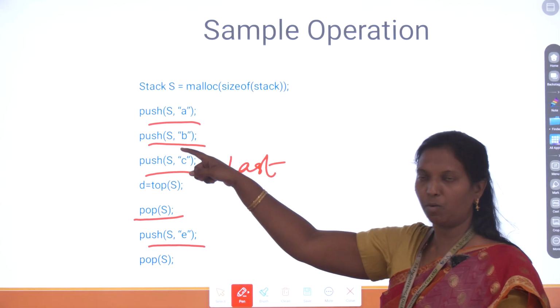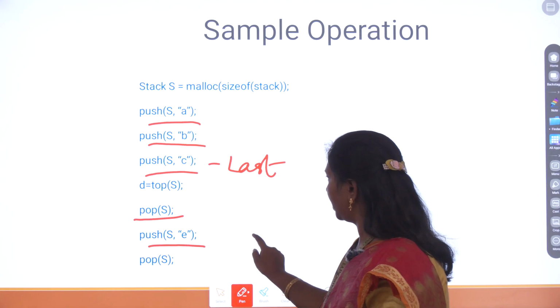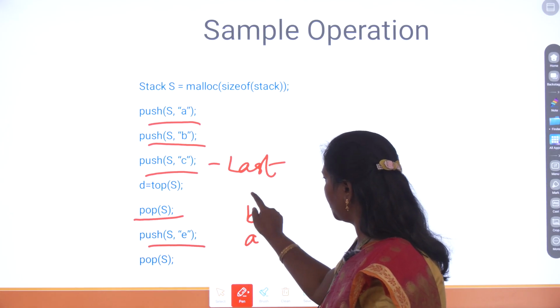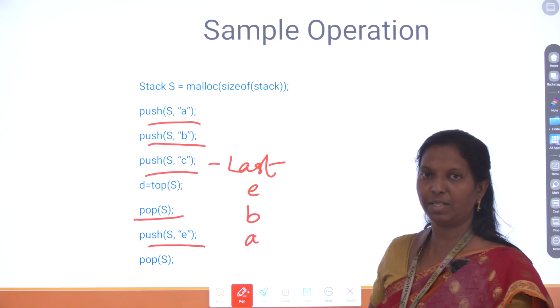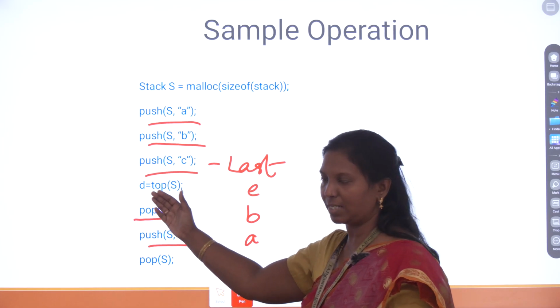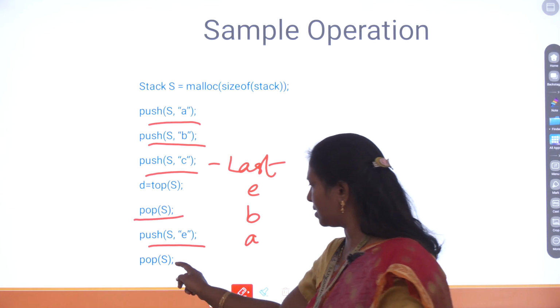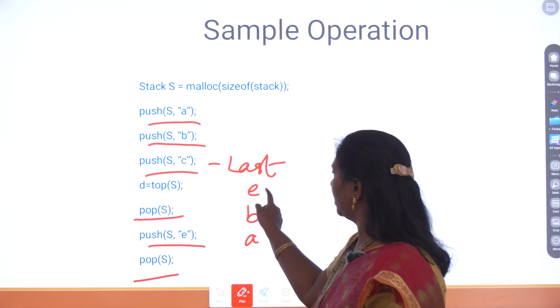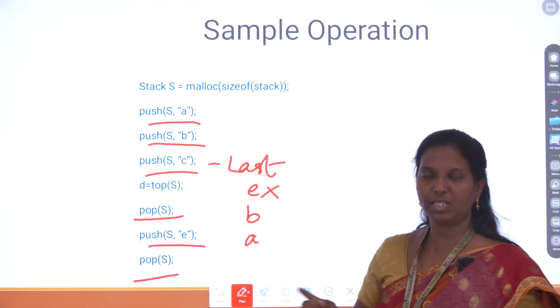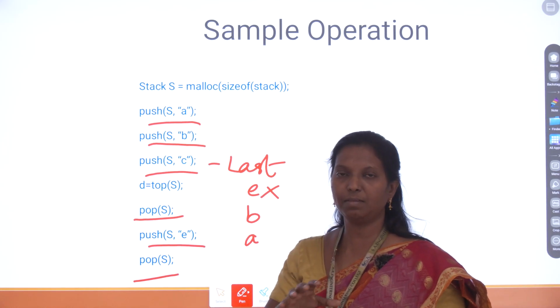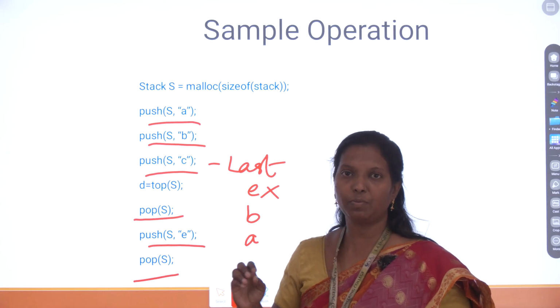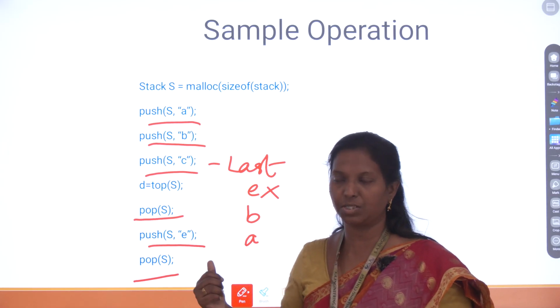And now my series will become like this: A, B, and then E, because we popped out the last element and fetched the new element. Now again if you give pop S, this operation will eradicate this E, so this will be popped out. These are the major scenarios that happen when we implement it through programming structures.